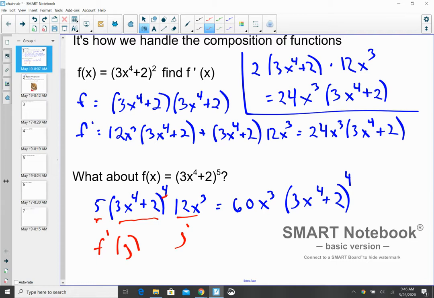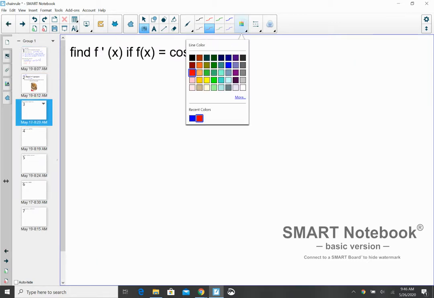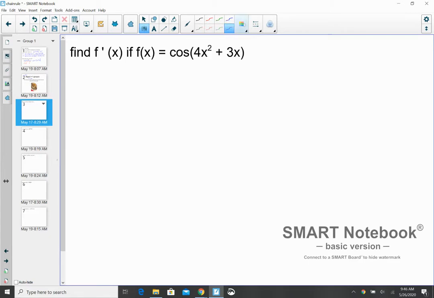Okay, so let's jump around here. Oh, there we are. Now, I'll go back to my original blue. So the cosine is the outside. He's the outside right here. He's the outside, and he's the inside, the whole thing. We only have 2 layers. We've got a cosine and that guy. So we're going to take the derivative.